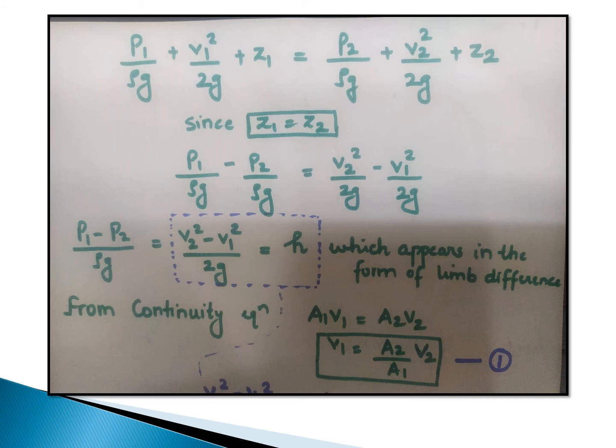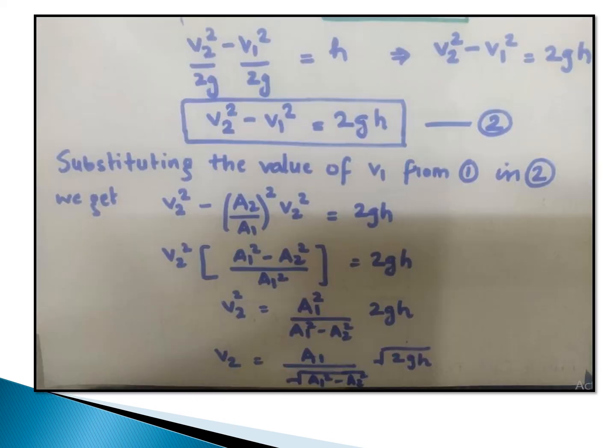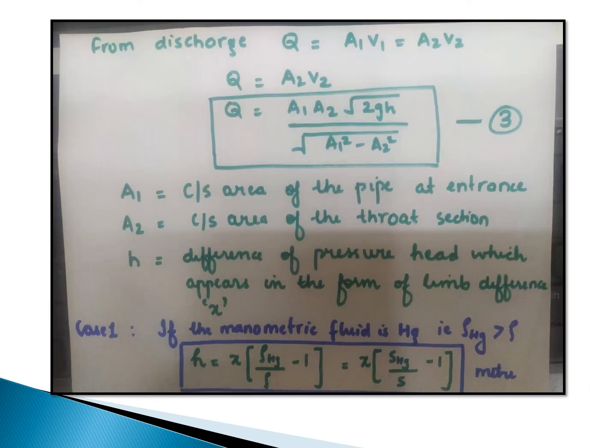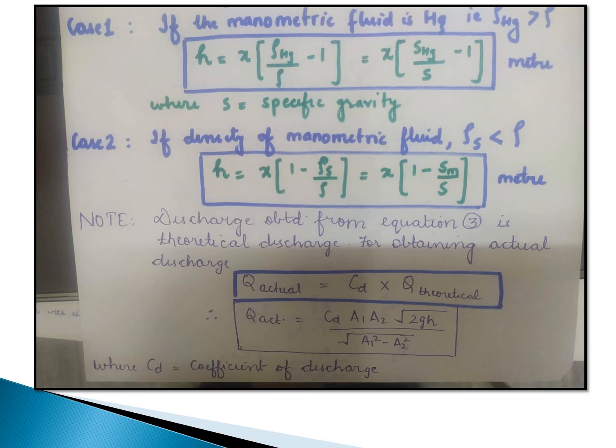We started from the Bernoulli equation, right? We substituted the velocity head in terms of small h, applied the continuity equation, and substituted the value of v1 in terms of v2, right? And then we get the value of v2 at the end. Now from here, as you can see, we derived the value of the coefficient of discharge. It basically lies in the range of 0.98 to 0.99, right?